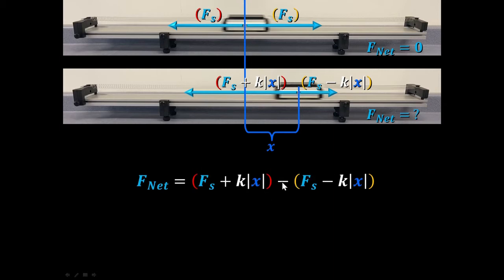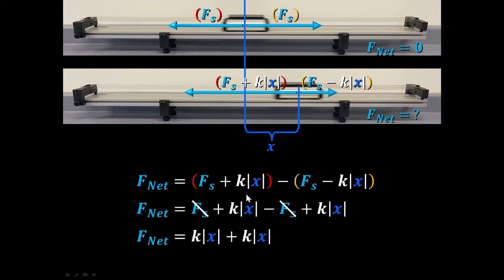So we're going to subtract those two. We're going to distribute the negative. That negative is going to go here and here. So that term becomes positive. This term becomes negative. Here I have a positive force of the spring and a negative force of the spring. They cancel out. But here I have kx and another kx. So I get 2kx altogether.